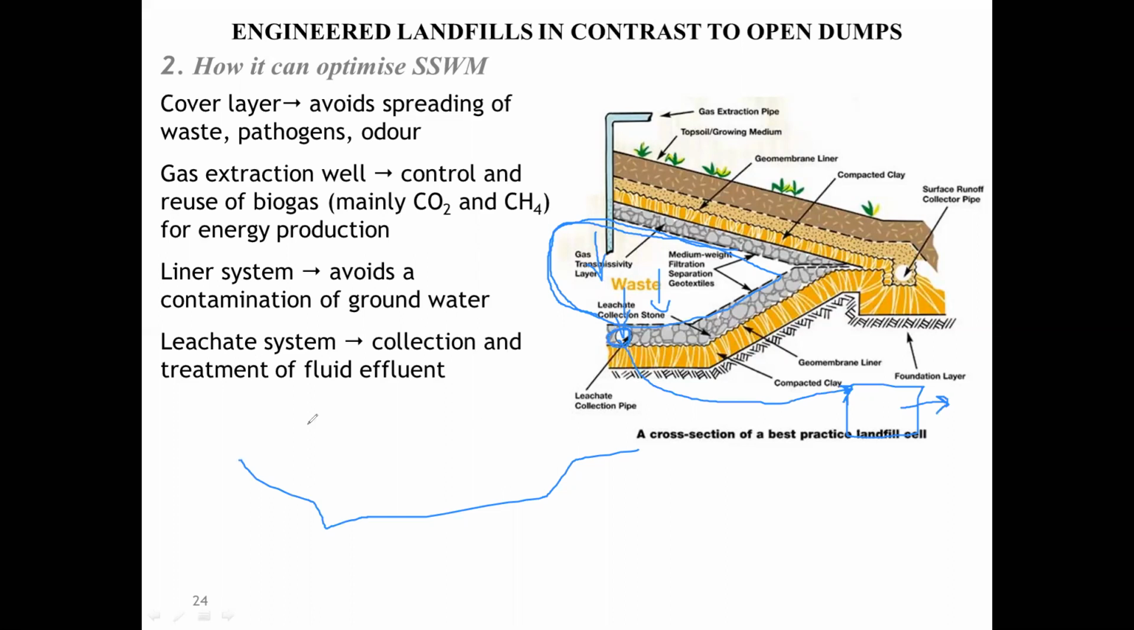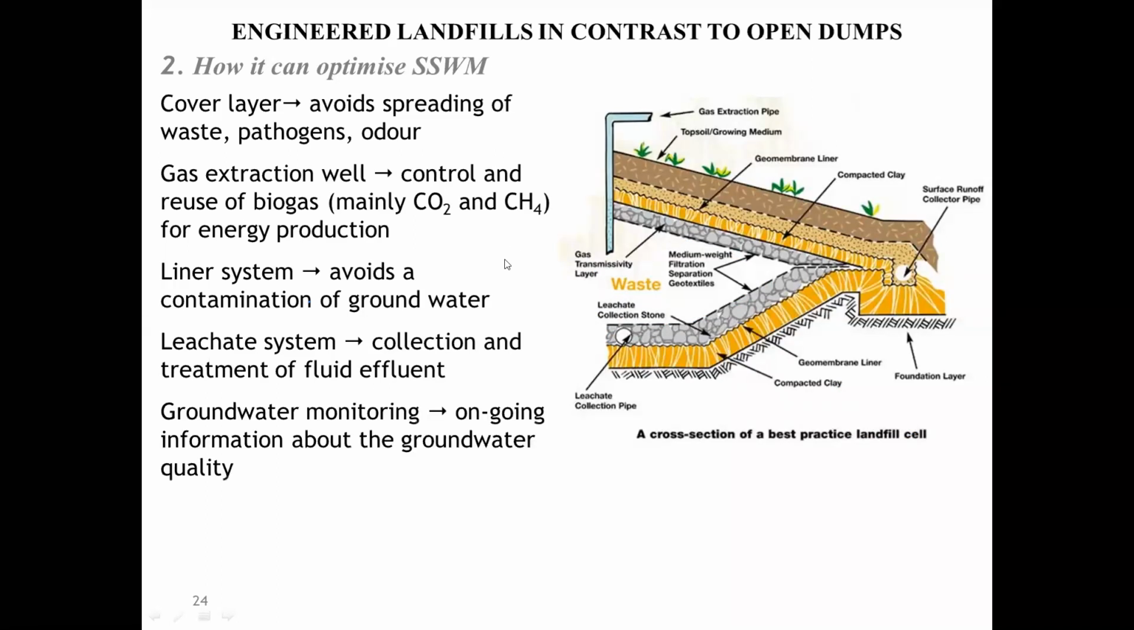But that doesn't happen in the case of your open system. Whatever leachate is formed simply gets into the ground, contaminating the soil as well as the water. Here you have a leachate system where the collection and treatment of the fluid effluent is done, so as to make sure that the harmful characteristics of the waste can be easily minimized. So this is basically the difference between open landfill and open dumping, and engineered landfill.